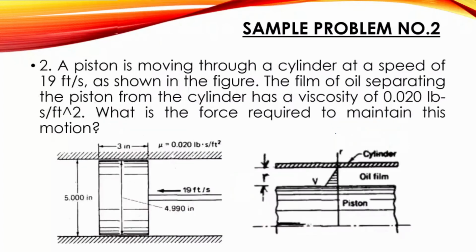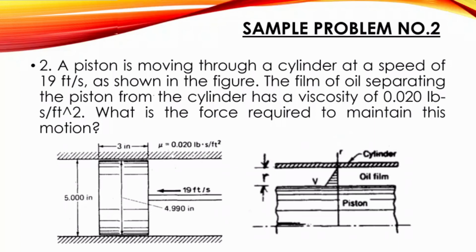Next, problem 2. This is for viscosity, the second property. A piston is moving through a cylinder at a speed of 19 feet per second, as shown in the figure. The film of oil separating the piston from the cylinder has a viscosity of 0.02 pound second per square foot. What is the force required to maintain this motion?